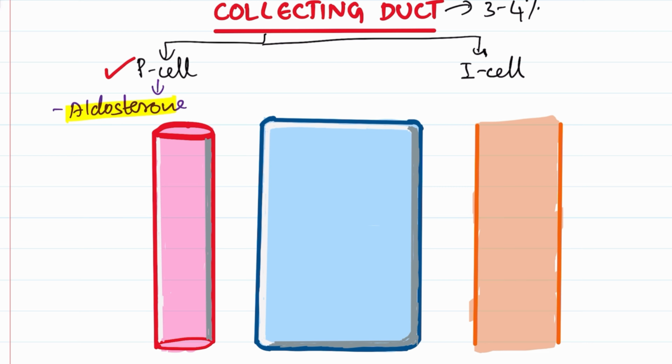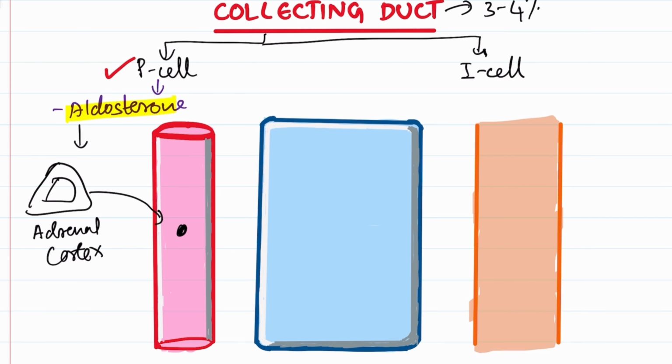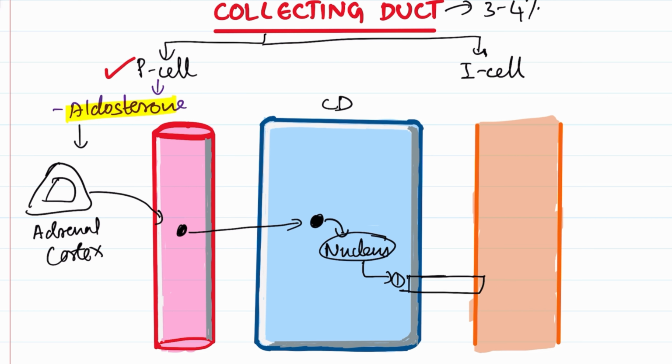So what is the mechanism? Now aldosterone is a steroid hormone that is produced from the adrenal cortex. From the adrenal cortex, the aldosterone hormone reaches our collecting duct, that is the P cell of the collecting duct. And since it is a steroid hormone, it can easily enter the cell, and inside the cell it acts on the nucleus, and it causes two functions. Firstly, it will increase the insertion of a special type of channels known as the epithelial sodium channels, ENaC.